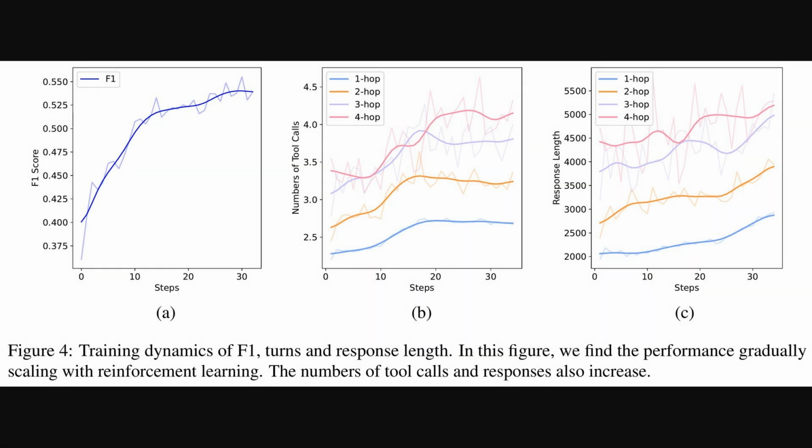Building on that architecture we just looked at, this figure gives us a window into the actual training dynamics. You can see on the left plot how the performance measured by F1 score generally increases as the training goes on. And what's also interesting are the middle and right plots. They show that the number of tool calls, like searches or browsing actions, and the overall length of the generated response also tend to increase during training. It seems the agent learns to be more thorough as it gets better.